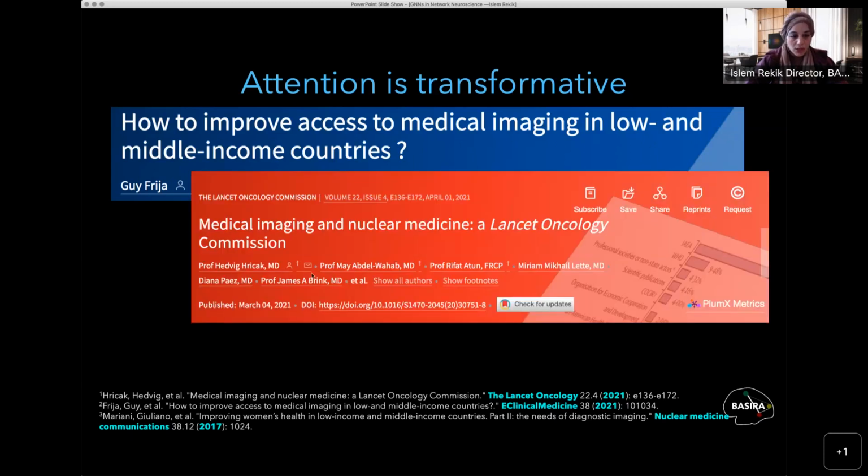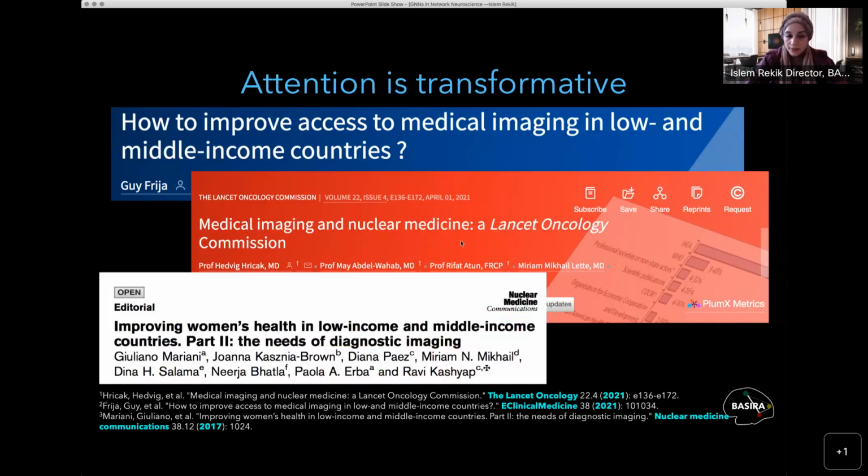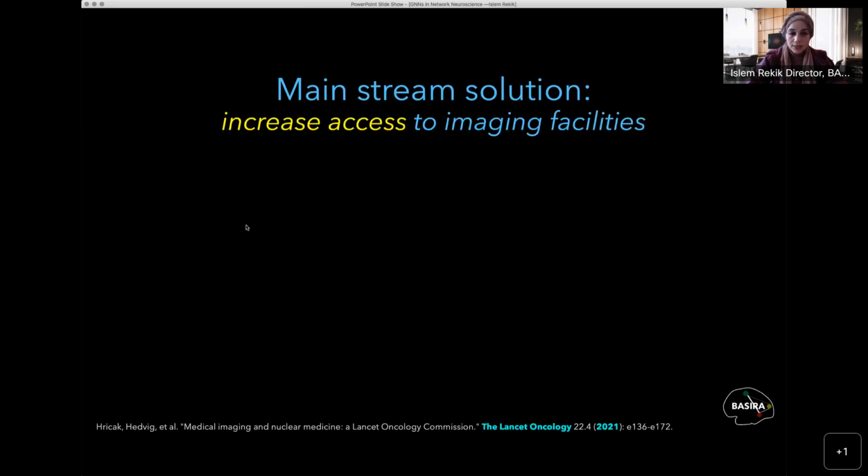So you can see this is another. All of these are published in really top journals: The Lancet Oncology, Clinical Medicine, Nuclear Medicine, Improving Women's Health in Low Middle Income Countries, the Needs of Diagnostic Imaging, Medical Imaging and Nuclear Medicine. Also, this covers this part. So these are very interesting papers that try to find a solution to this problem.